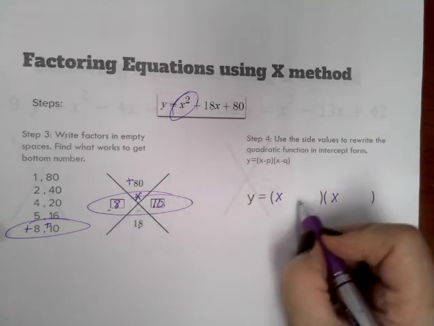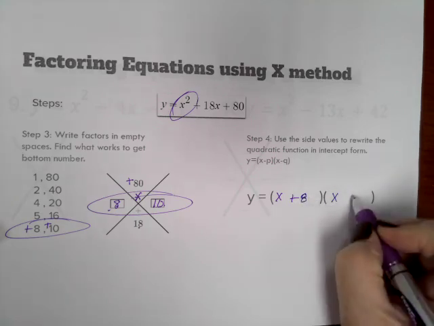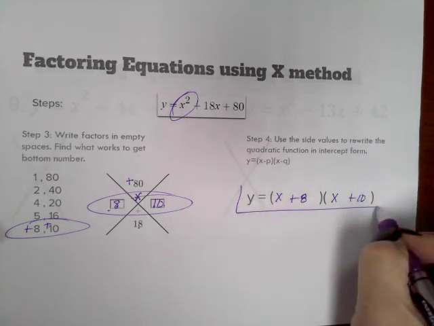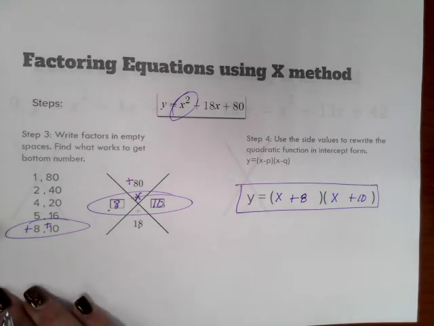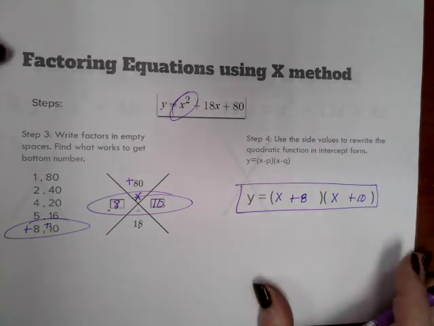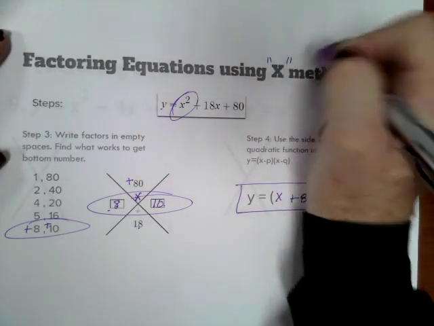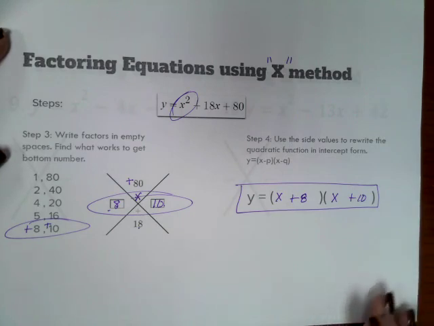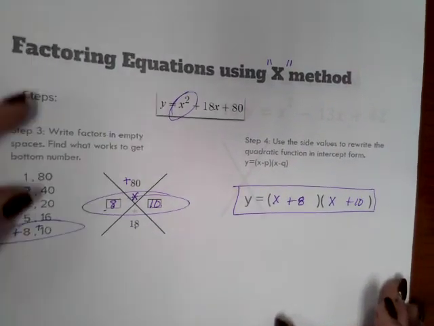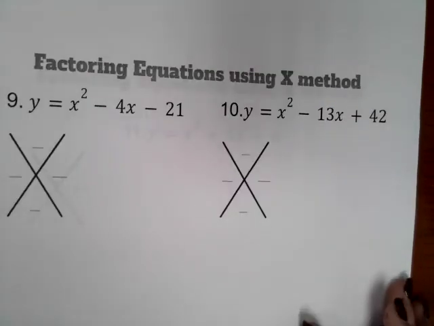Then you're going to take your two factors, plus 8 and plus 10, and put them right there. And you have just factored a trinomial. And you guys, this x method is really a great way to do it. I really think it's good. Okay, good one.